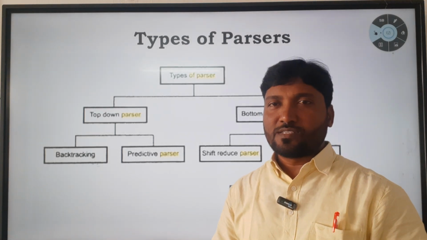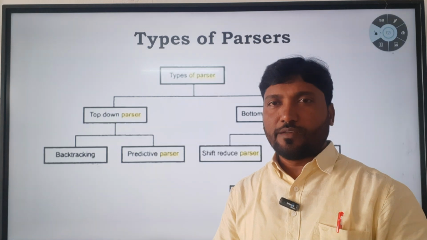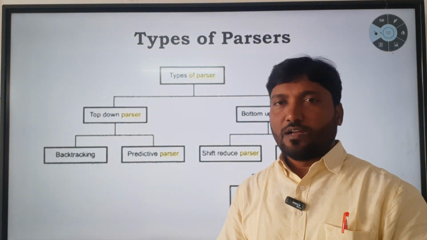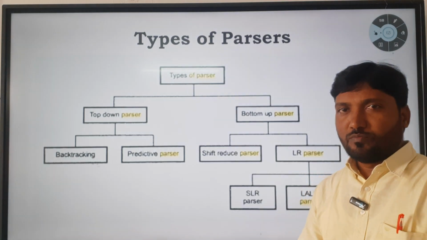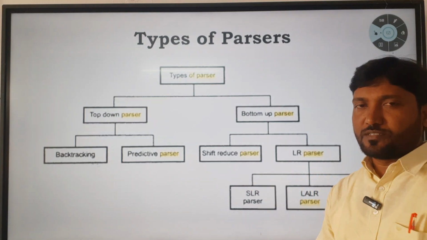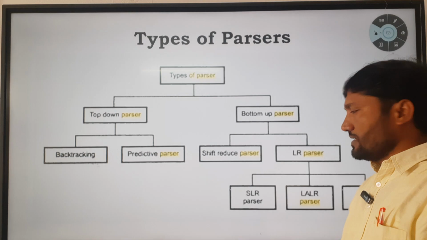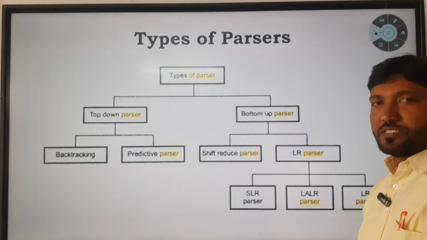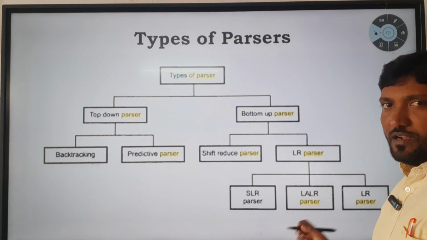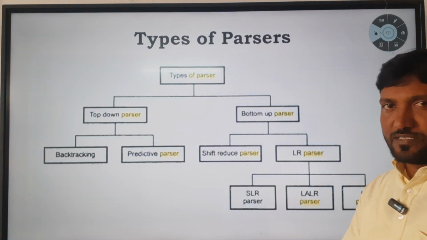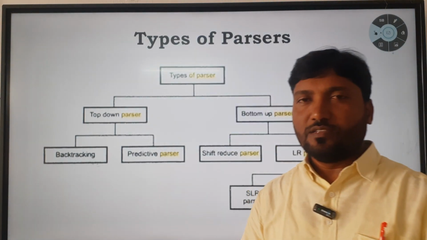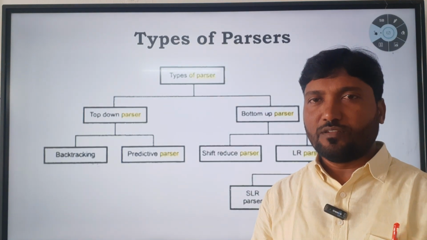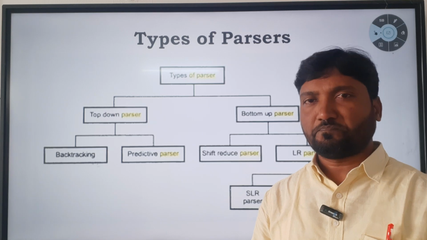And coming to the bottom up parser, it is again classified into 2 groups. One is the shift reduce parser and the second one is the LR parser. The LR parsers are again subdivided into 3 groups: SLR parser, LALR parser and LR parser. In LR, L means scanning the input string from left to right, and R means using the rightmost derivation.